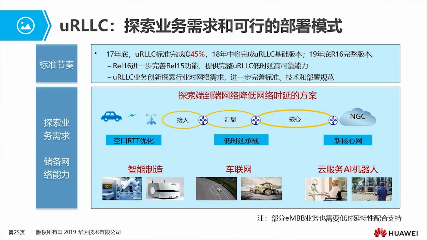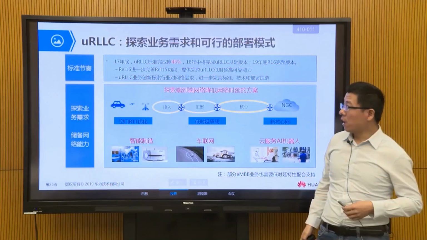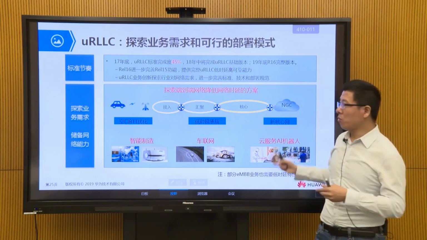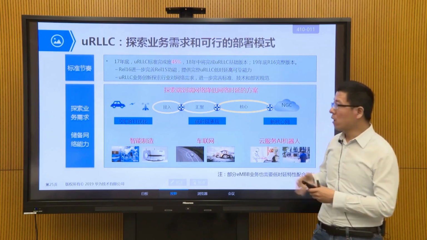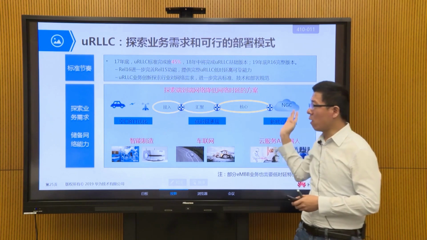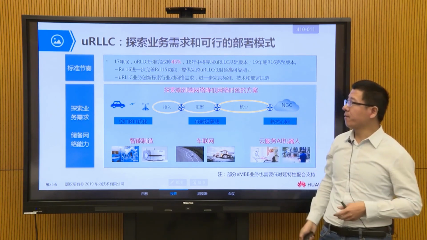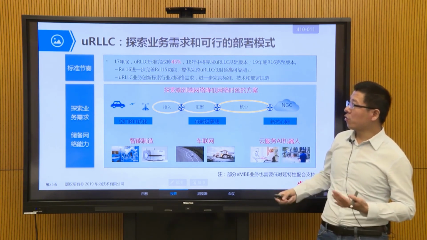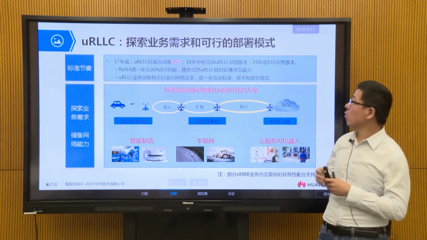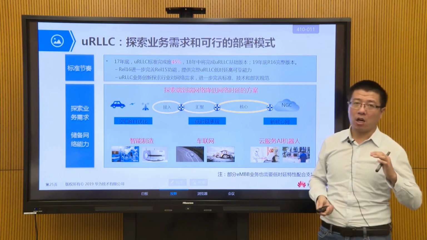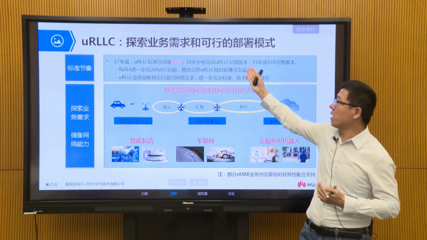Of course, we said URLLC can be quite good. It can be applied to our intelligent manufacturing field, vehicle networking field, including some robot fields. This is our second scenario, URLLC. It has high requirements for delay. We need to reduce delay in the entire end-to-end network by using new technologies. But the complete technical standard of URLLC will be completed in R16. In R15, we only completed a basic version.